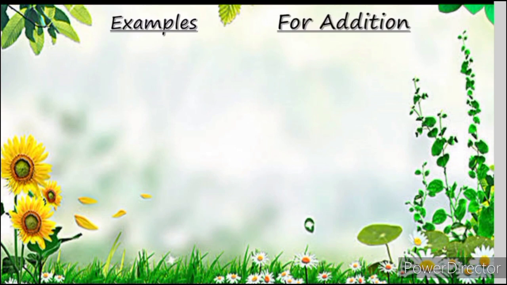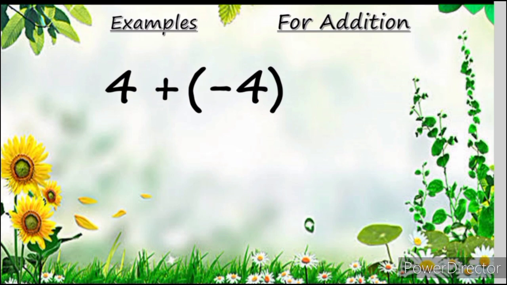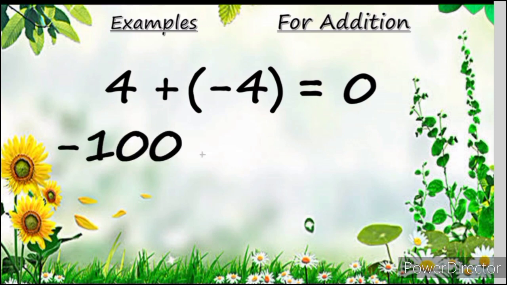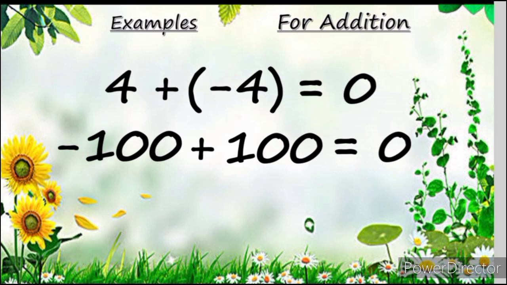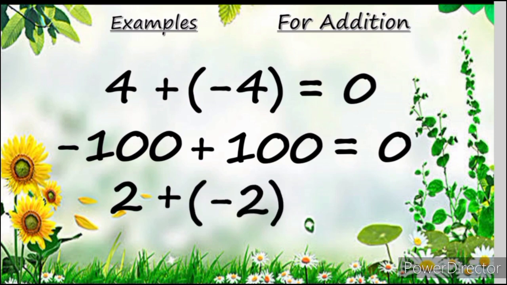This is for addition. We have here 4 plus its additive inverse, which is negative 4. What is our sum? It is equal to 0. Then we have negative 100 added by its additive inverse, 100. The sum is 0. For number 3, we add 2 to its additive inverse, which is negative 2. The sum is 0.